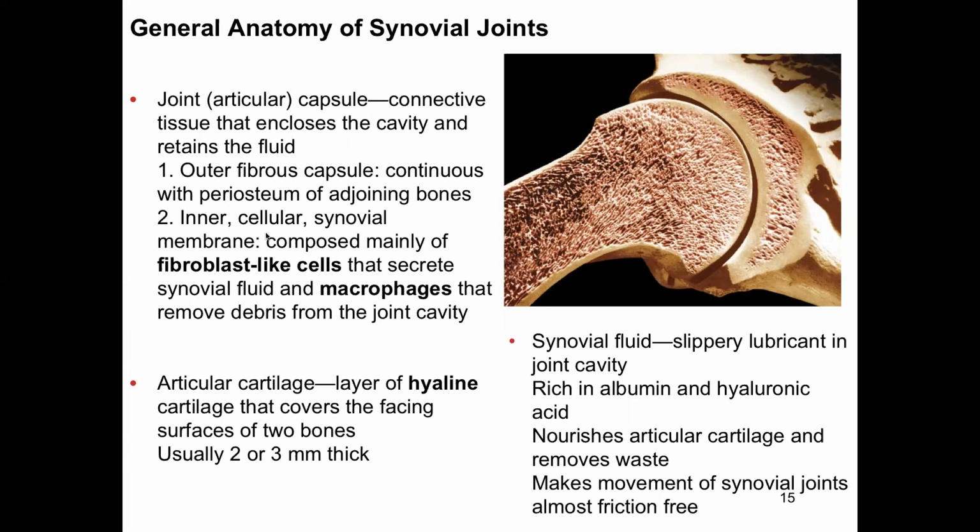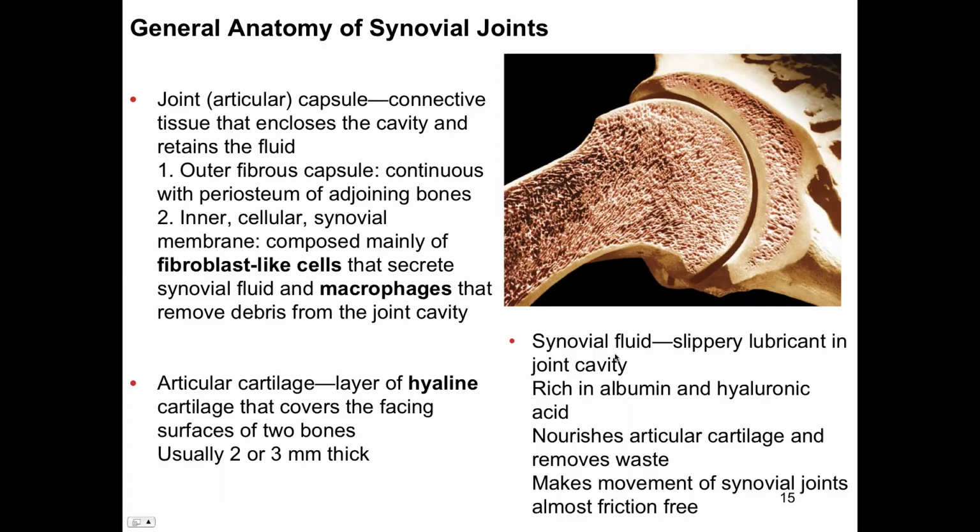Then the inner layer is composed of the cells that produce synovial fluid. They look sort of like fibroblasts if you look at them under the microscope. And there are also macrophages there that will help clear out debris. That's needed because there's going to be movement and injury, and there's no blood supply here, which is why it's really hard for joints to heal. So the macrophages are going to get rid of whatever gets in there.